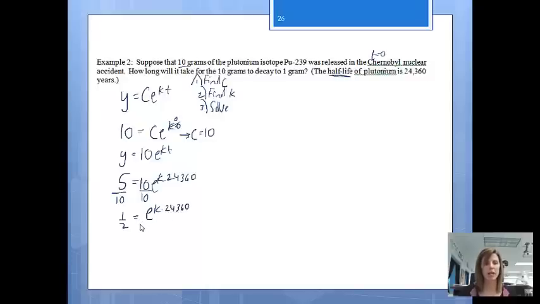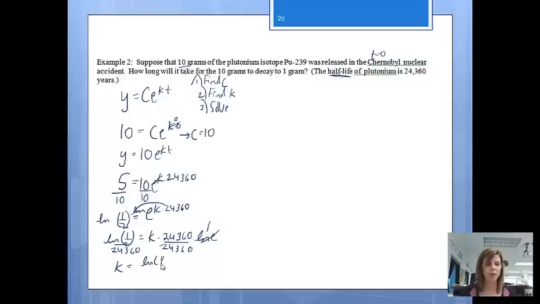At this point, I would like to solve for k. Thinking back to last chapter, if we would like to solve for the variable and the base is e, we can take the natural log of both sides. So I'm going to take the natural log of 1/2, and then it will equal, and remember, when I do that, I can bump the power out front. So I'm going to have k times 24,360 ln e. Hopefully you remember that the natural log of e is just 1. I'm going to put this in parentheses just so I know it's the whole thing being natural logged. If I would like to solve for k, I basically just have to get rid of multiplying by 24,360, so I will divide by that. So I know that k is equal to the natural log of 1/2 over 24,360.